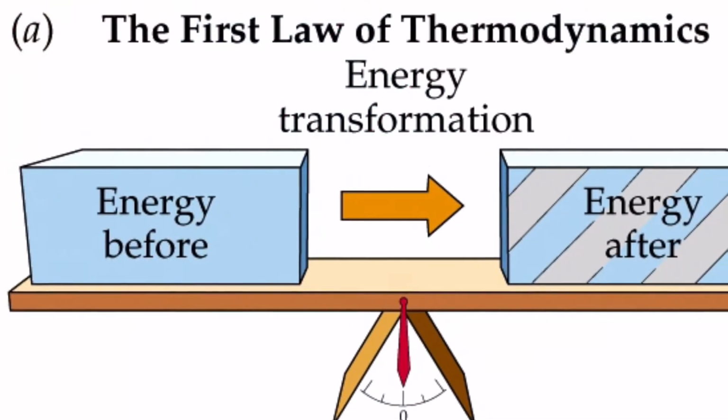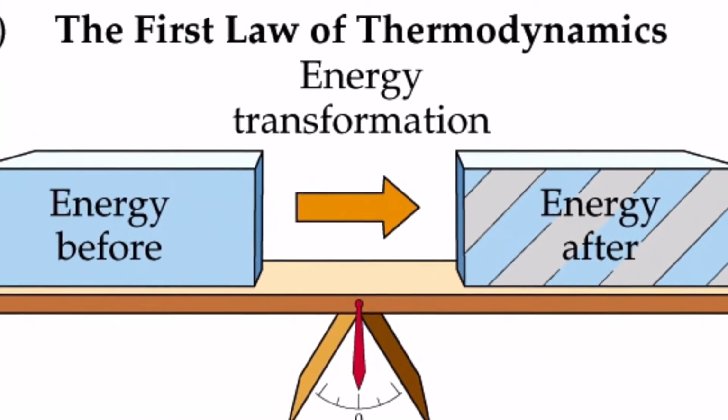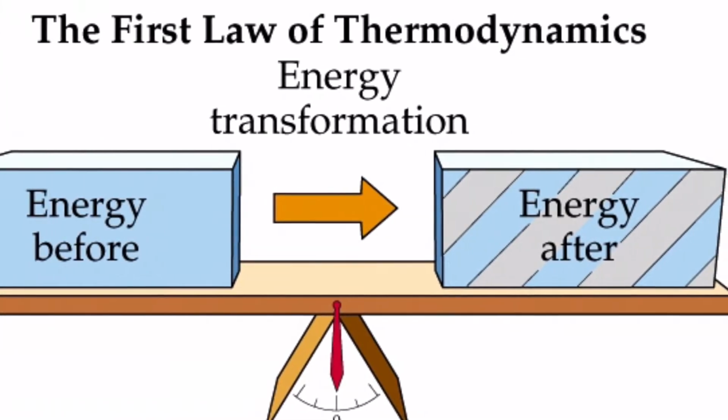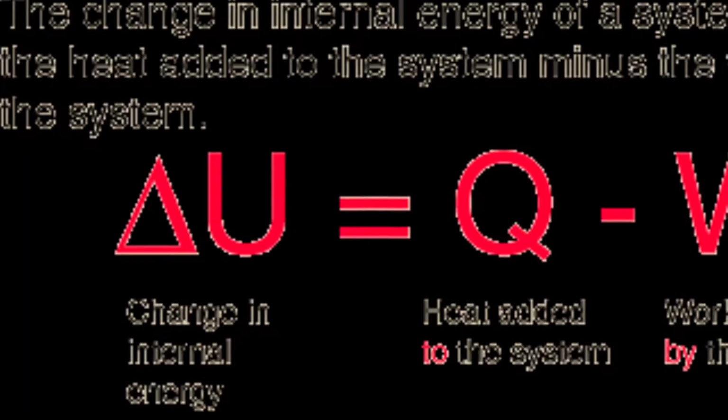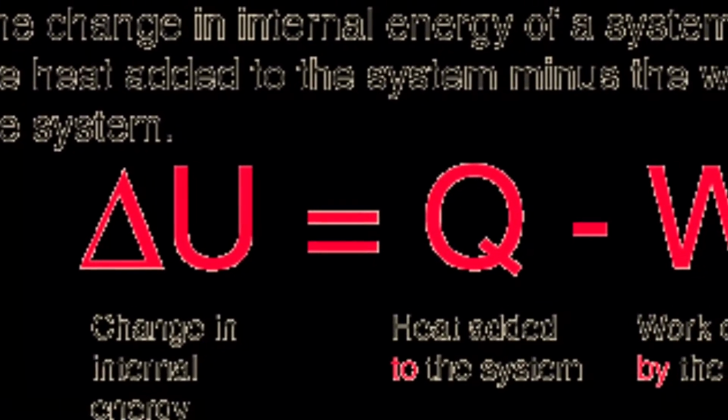The first law of thermodynamics is the law of conservation of energy. It states energy cannot be created nor destroyed, but simply change forms. This can be expressed by delta E equals Q plus W, where the internal energy of a system is equal to the sum of the heat produced and the work done on the system.